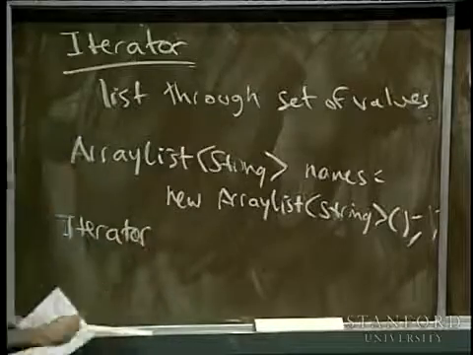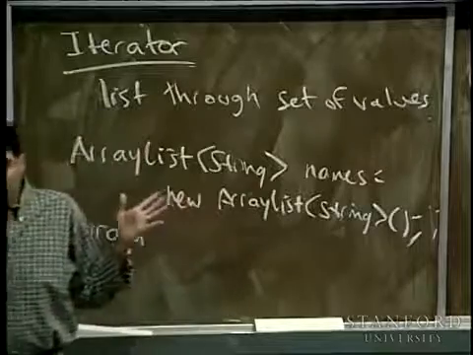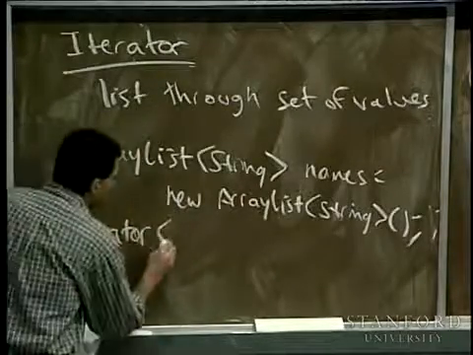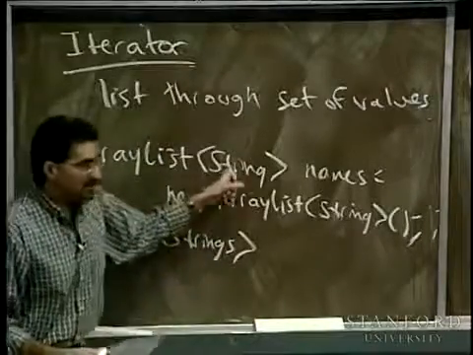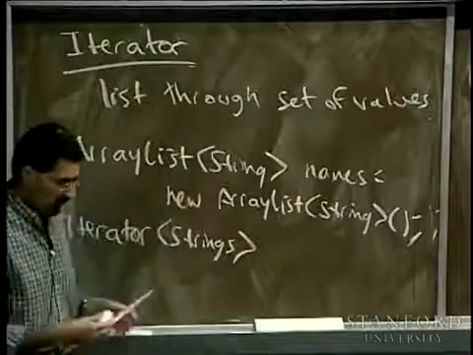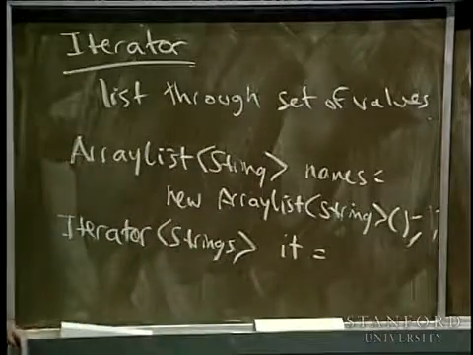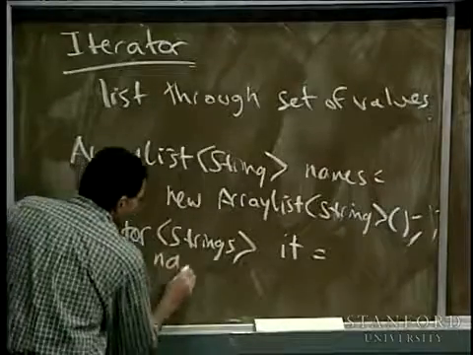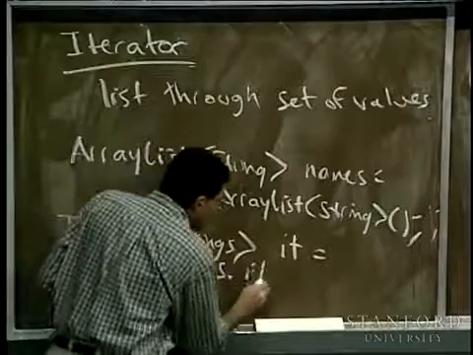An iterator has a templatized type. Because if I have an array list of strings and I want to go through all the values one at a time, the values are all strings, which means I need to have an iterator that iterates over strings. So the types are generally the same. If I have an array list that I'm going to iterate over, its iterator is always going to be the same type as the type of the array list. And I'll just call this it. Oftentimes you'll see iterators just called i or it, for shorthand. It is names dot, and now it's time for you to see a new method of the array list, iterator.